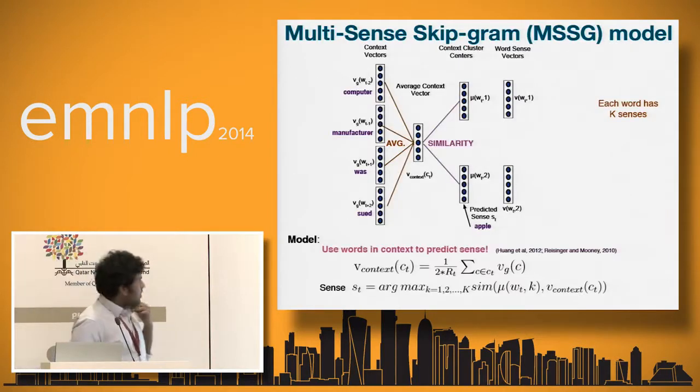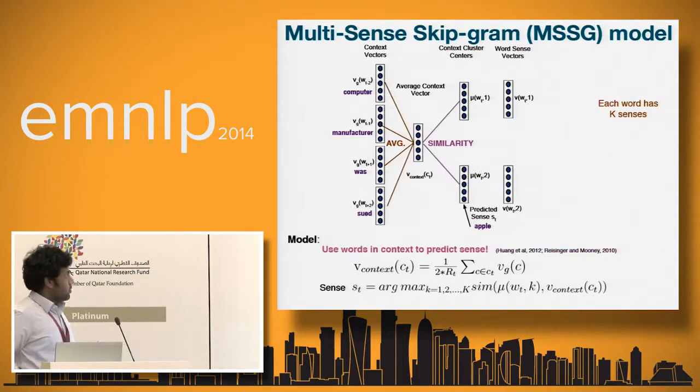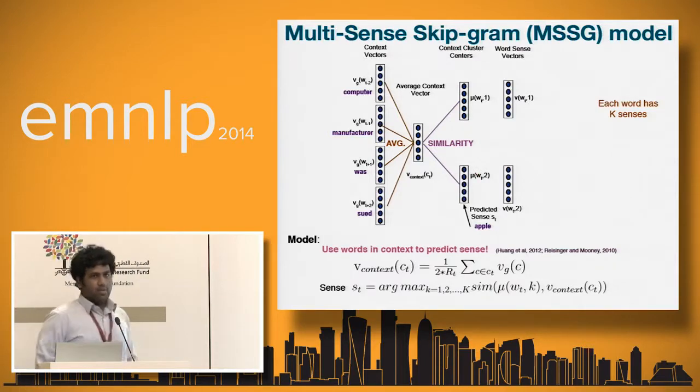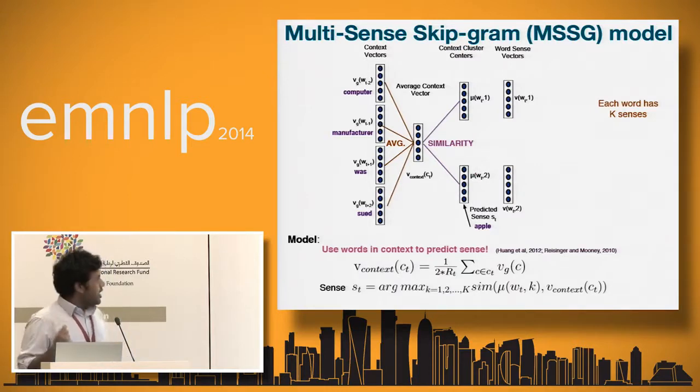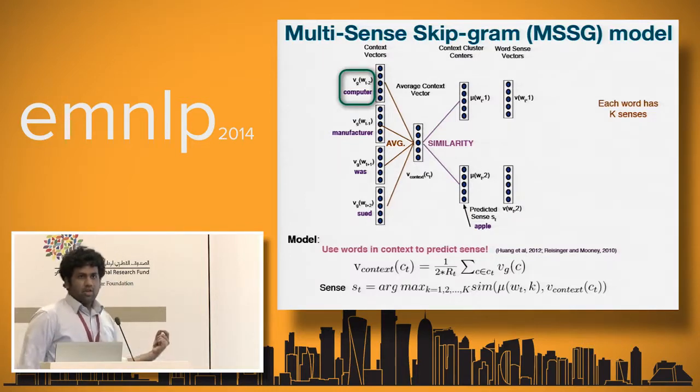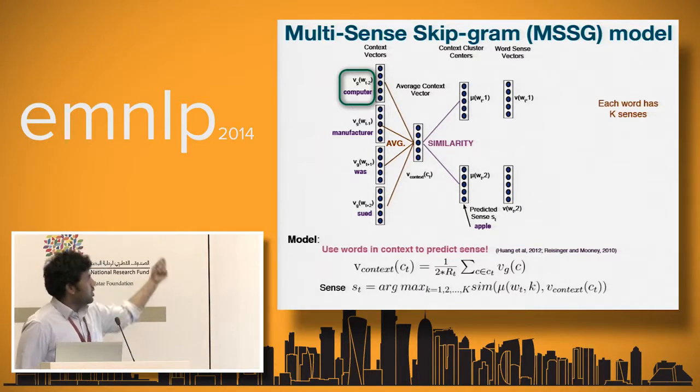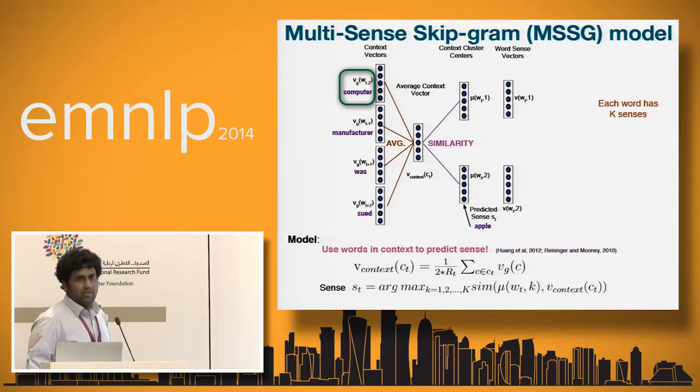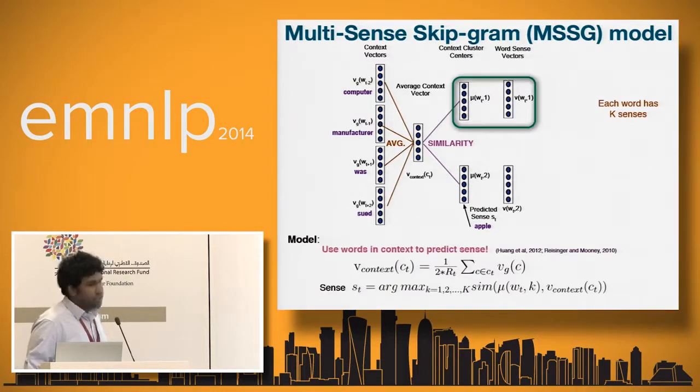So now I'm going to talk about our first model, the multi-sense skipgram model. Here, each word has k senses. K is a hyperparameter, and a word has a global vector representation, which we use when the word occurs in the context. So V subscript G is the global vector representation of the word.